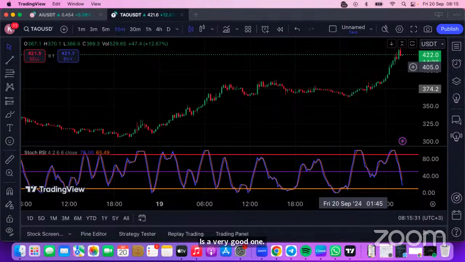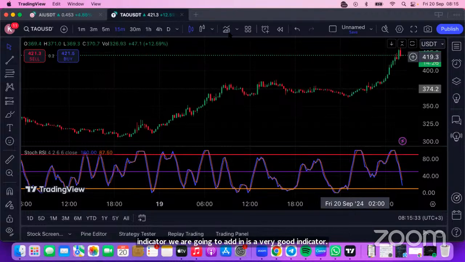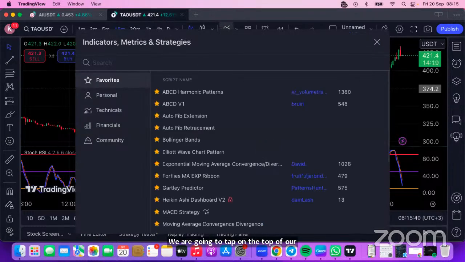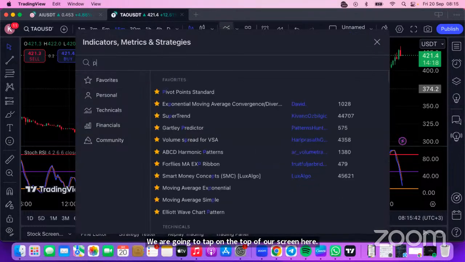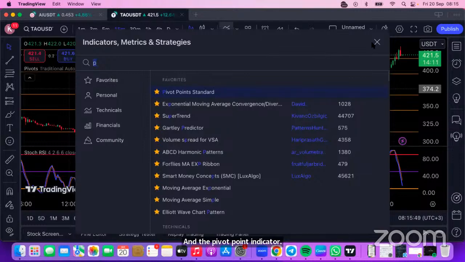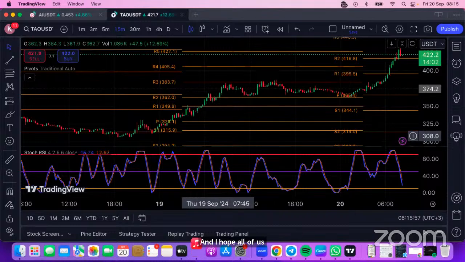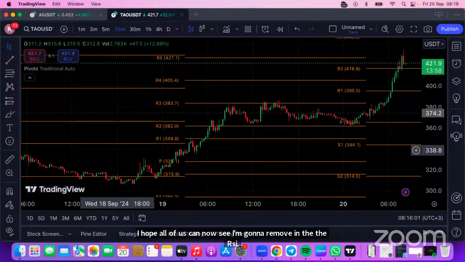The indicator we are going to add in is a very, very good indicator. Basically, we are going to tap on the top of our screen here, and then we write in the indicator pivot points. The pivot point indicator is now going to drop into our chart. I've tapped on it once, and I hope all of us can now see. I'm going to remove the RSI so that we focus on the other one only.